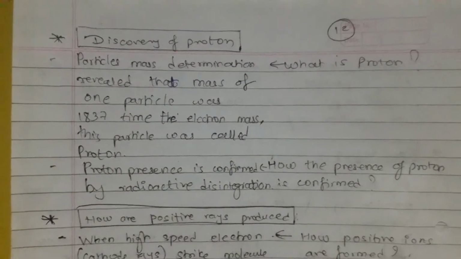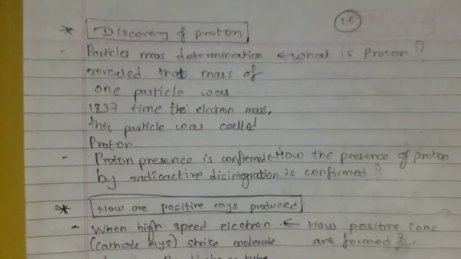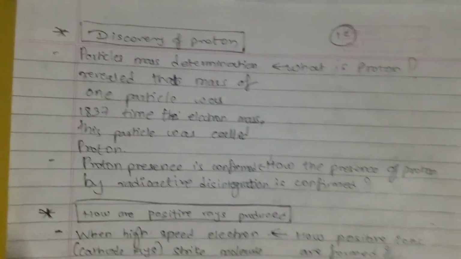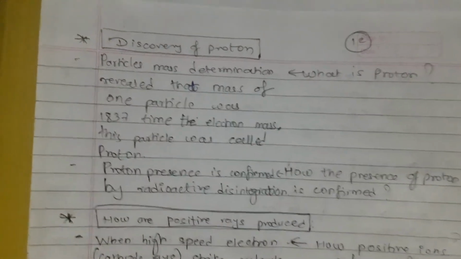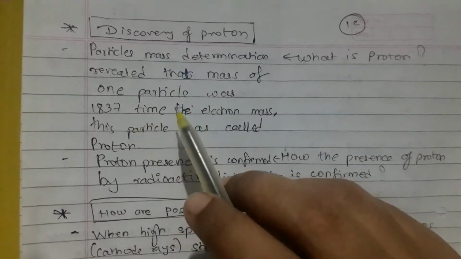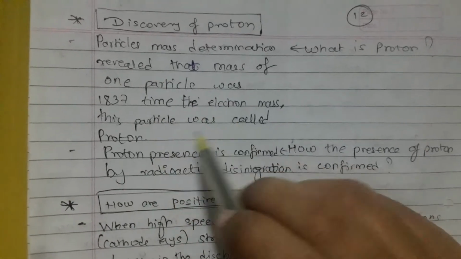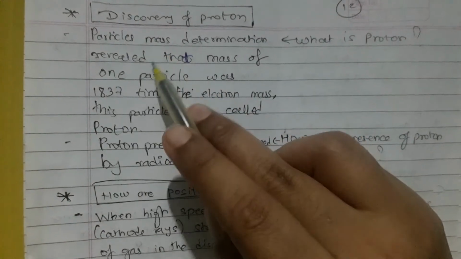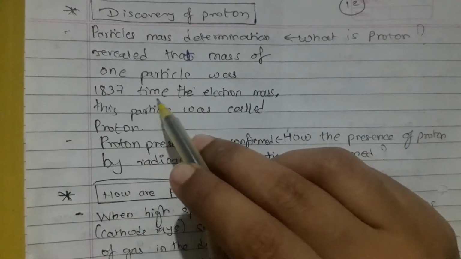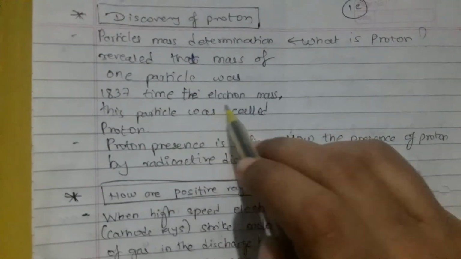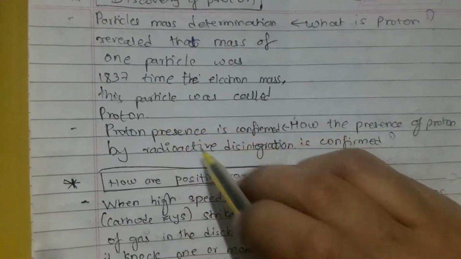Discovery of proton. We are back again to the discovery of proton. What is a proton? Obviously, it contains positive charge. Positive mass determination revealed that the mass of one particle was 1837 times the electron mass. This particle was called proton. The proton's mass is 1837 times more than the mass of an electron.